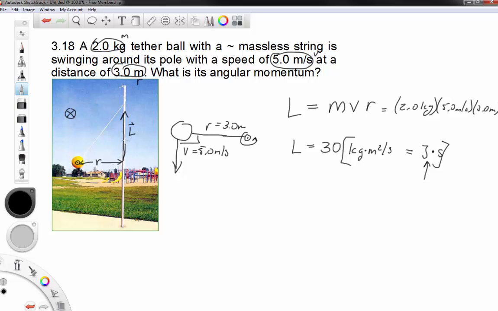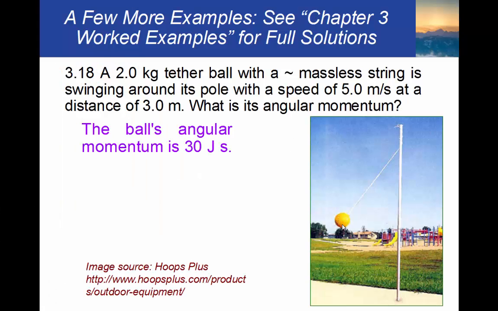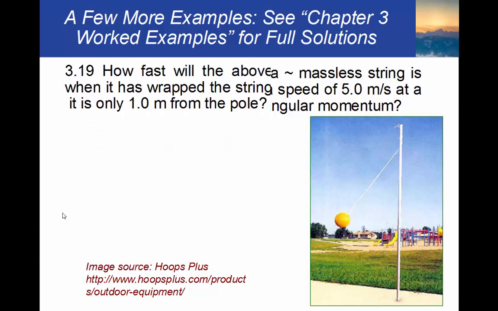The little arrow just means it's a vector. So L is straight up in direction, and it has a magnitude of 30 joule seconds. So again, the ball's angular momentum is 30 joule seconds. The direction would be up, which is the same thing as counterclockwise, assuming, of course, that this ball is winding itself around the pole. If it's unwinding, then the direction would be down or clockwise.